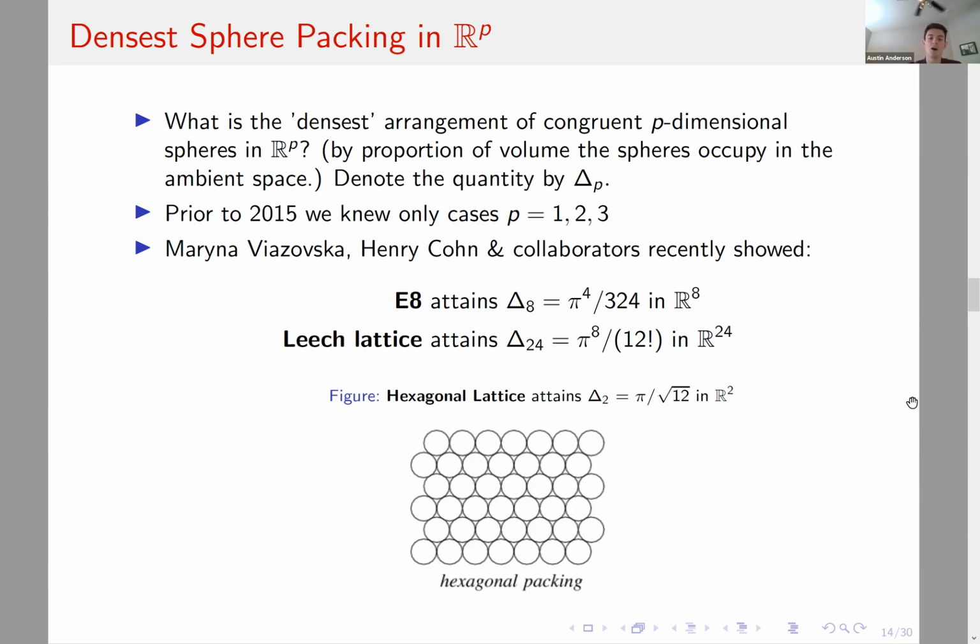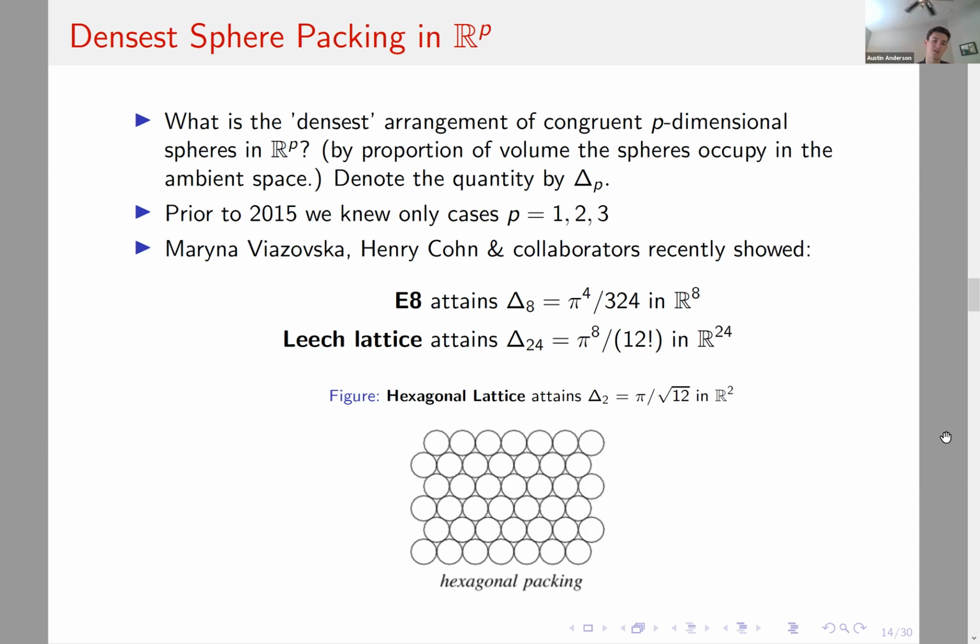So to begin my part of the talk, I'm actually going to take a slight detour into the densest sphere packing problem in R^p, because these quantities will show up later on when we go on to discuss the asymptotics of packing and covering. So what is this densest sphere packing problem? It asks, what is the densest arrangement of congruent p-dimensional spheres that you can place without overlapping in R^p? And of course, you have to be more rigorous with this notion of density when you're filling up all of Euclidean space. So what we mean by this is the proportion of the volume in that ambient space that the spheres occupy. So for the remainder of the talk, we'll denote this by delta_p.